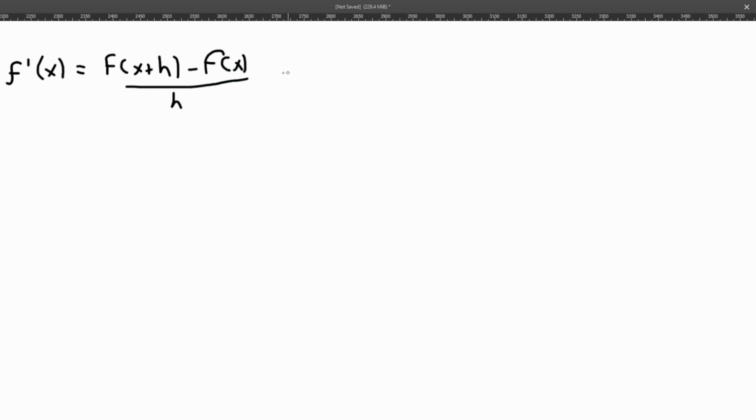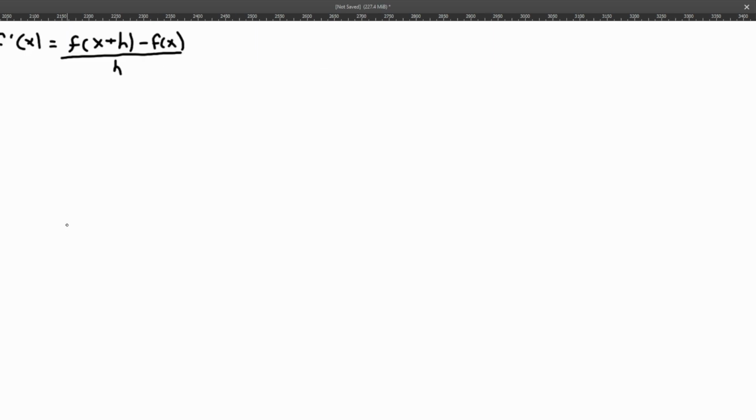Now, this is not the mathematically correct way to write this, because we usually denote the as h approaches 0 part using what's called a limit, but you're not required to know that for your GCSEs. I just want to explain the following formulas intuitively.